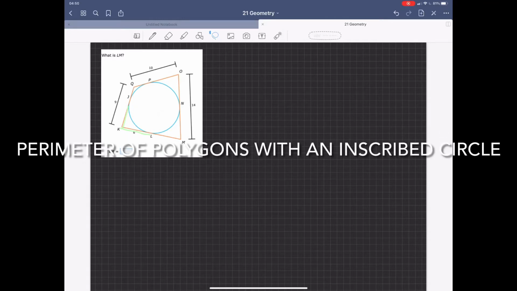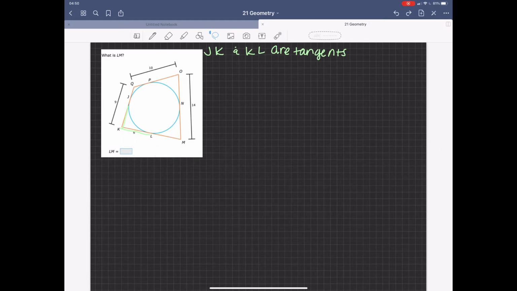Okay, we're looking at perimeter of polygons with an inscribed circle. I know that JK and KL are tangents, so JK is congruent to KL, and JK equals KL, which equals 6. So JK equals 6, KQ equals 9, and JQ is what we're looking for. So JQ plus JK is going to equal KQ.